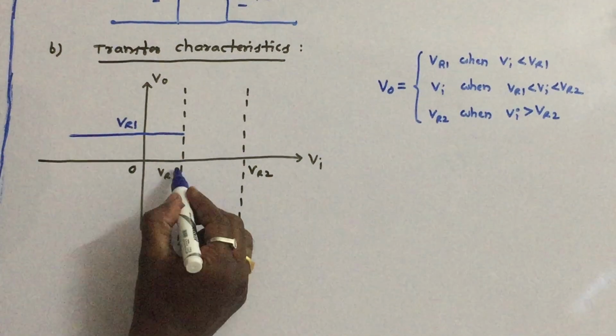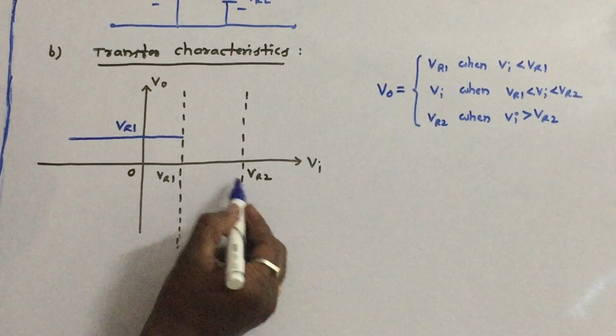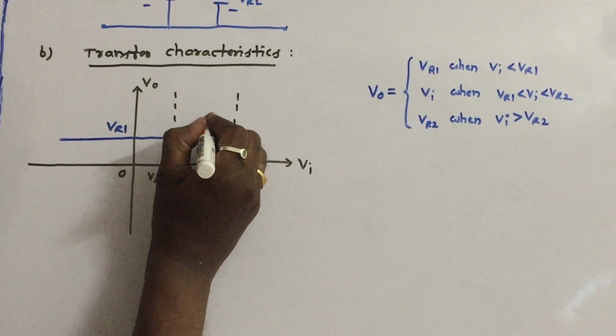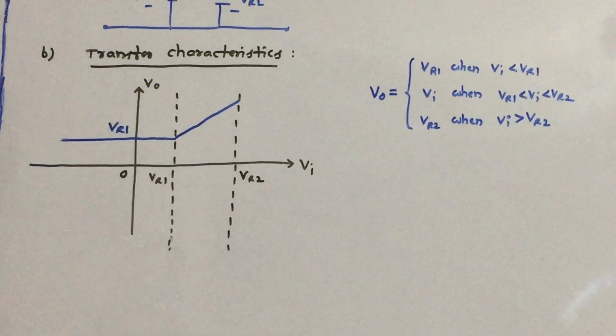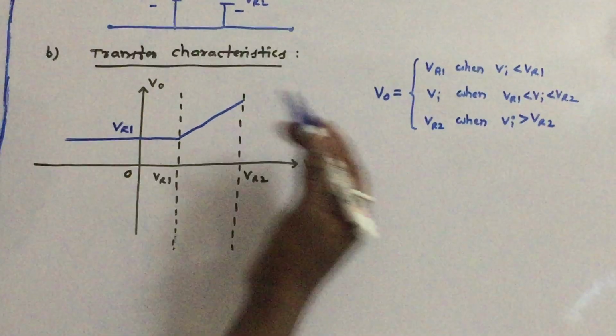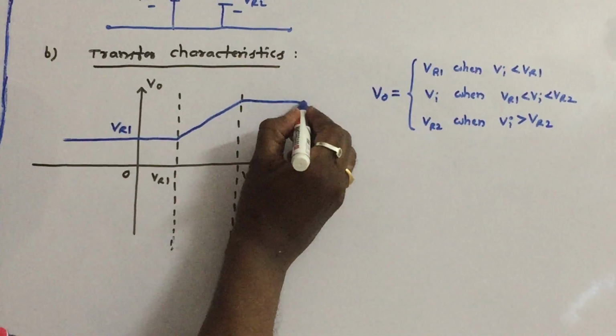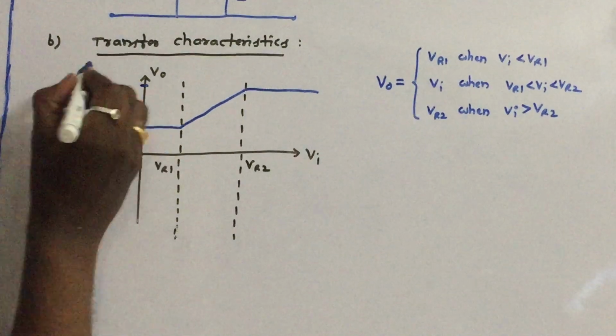So during this region when the input voltage is in between VR1 and VR2, both diodes are in off condition. V0 is equal to Vi. So therefore it is a straight line. You have to draw a straight line like this. When the input voltage is greater than VR2, the output voltage becomes VR2. So this is VR2.